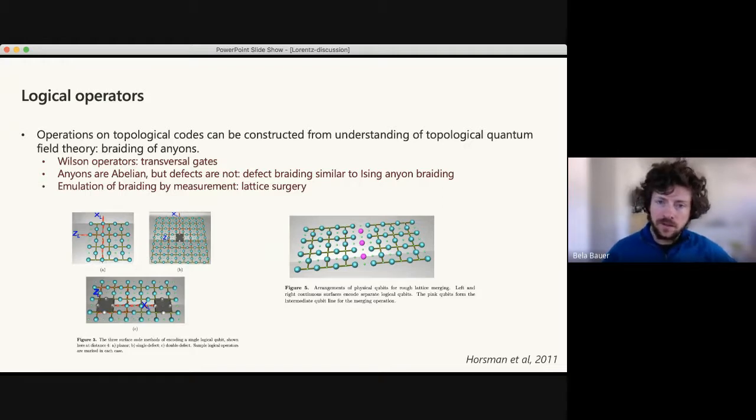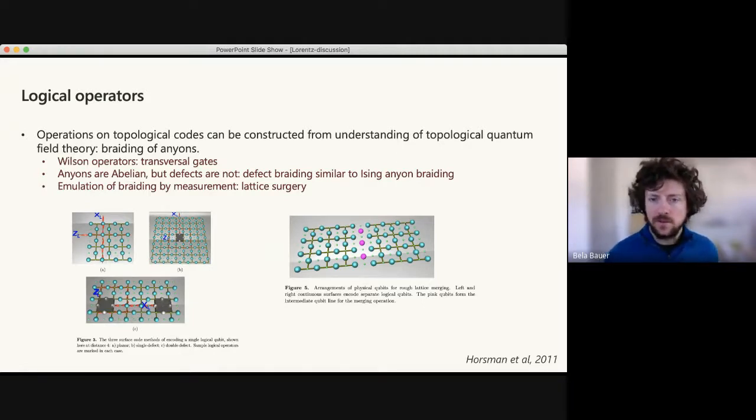Another way to do it is to recognize that while anyons in this theory are abelian, so they don't give you interesting braiding, the defects are not abelian, and so you can introduce defects into this topological theory, and you can braid those defects around each other. The way that looks like in the surface code implementation is that you just choose to not measure the stabilizer on some patch of your system, and then you make several of these patches and you move them around each other. And that actually turns out to do logical gate operations.